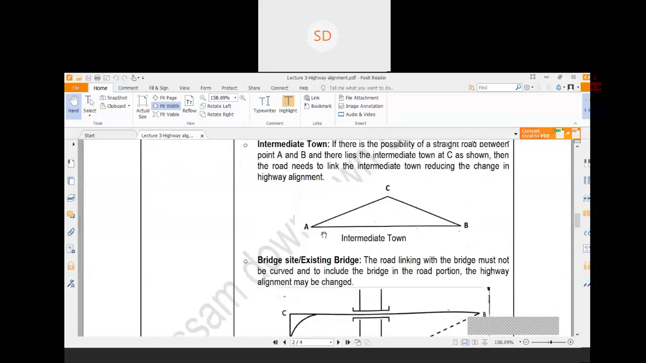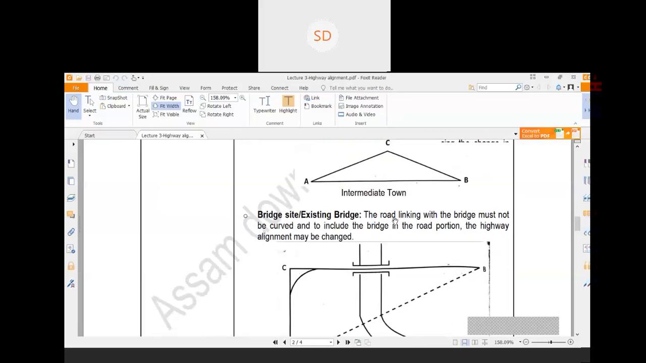Then intermediate town. Like in this figure, suppose A and B. Now highway alignment should be short, so it is in that line. It would be much easier if we construct a highway link between A and B. In that case, it would be a short alignment. But suppose there is another city which is intermediate between A and B. In that case, if you link A to C, then C to B, it will cater to a greater population. So it would be very helpful for the entire area.